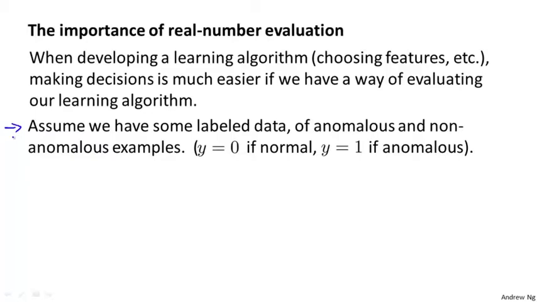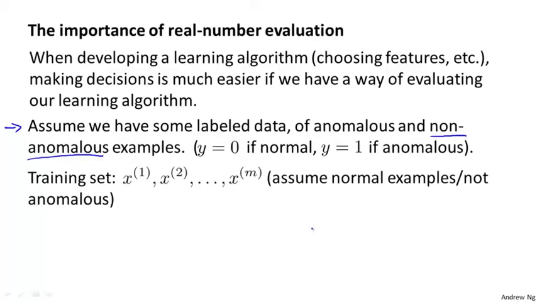And let's say we also have some non-anomalous examples, some perfectly okay examples. I'm going to use y equals 0 to denote the normal or non-anomalous examples, and y equals 1 to denote the anomalous examples. The process of developing and evaluating an anomaly detection algorithm is then as follows.